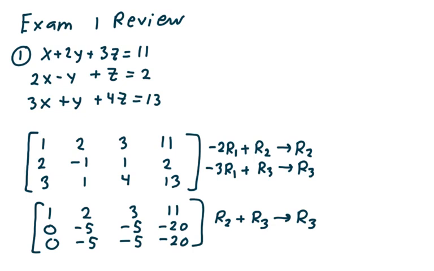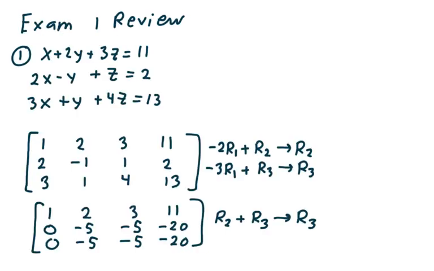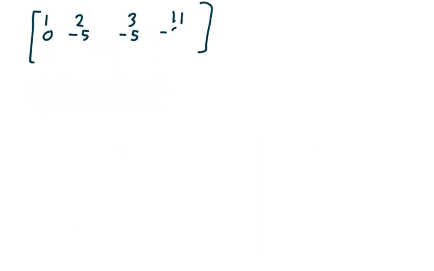When we do that, we get the matrix 1, 2, 3, 11. That's the first row. In the second row, we get 0, negative 5, negative 5, and then double check, negative 20. For the third row, we get 0, 0, 0, 0, so we get a row of zeros. Remember, when a matrix is in row echelon form or reduced row echelon form, the rows of zeros have to occur at the bottom of the matrix.